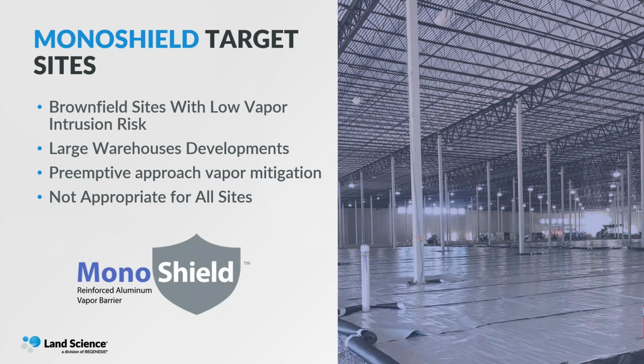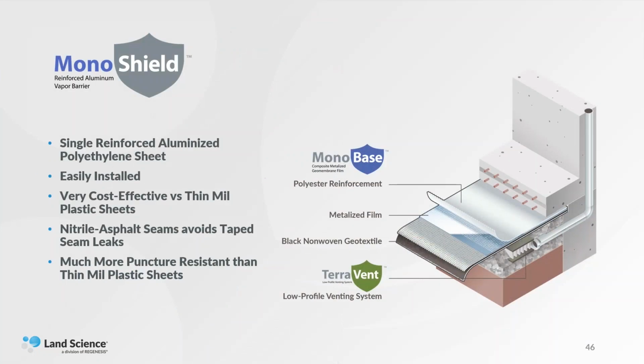So MonoShield provides a simple to install and chemically resistant barrier that's competitive with the thin mil plastic systems. Unlike the thin mil, MonoShield provides protection against the contaminants that we were just talking about, PCE, TCE, benzene. In addition, MonoShield is much simpler and faster to install compared to the traditional alternatives. So here's a quick diagram of what you're looking at. That is actually one sheet good, but it is all thermally bonded together.